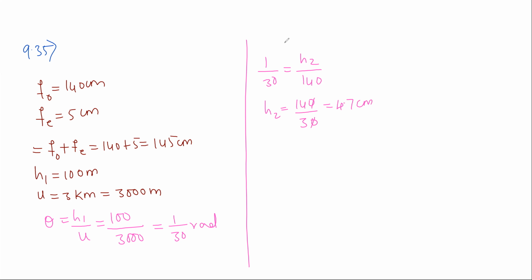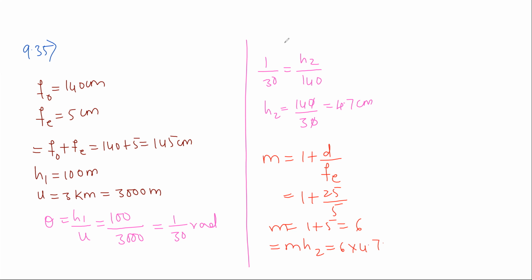Image formed at a distance of d is equal to 25 centimeter, then magnification of the eyepiece is given by the formula m is equal to 1 plus d divided by fe. So that's equal to 1 plus 25 divided by 5, is equal to 1 plus 5, which is 6. Therefore, height of the final image is calculated by using m into h2. So that's 6 into 4.7, which gives 28.2 centimeter. So this is the solution for 9.35.